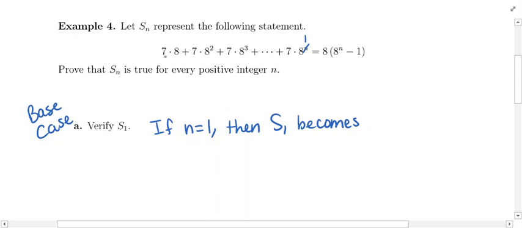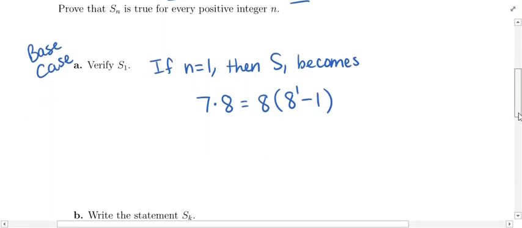So on the left, I'm going to put a 1 right here. We're starting to add terms with this guy, 7 times 8, which is to the first power, by the way. We're ending with 7 times 8 to the first power. So essentially, the only number on the left side is going to be 7 times 8. On the right side, what do you get if you plug in n equals 1? Well, you would get 8 times 8 to the first power minus 1.